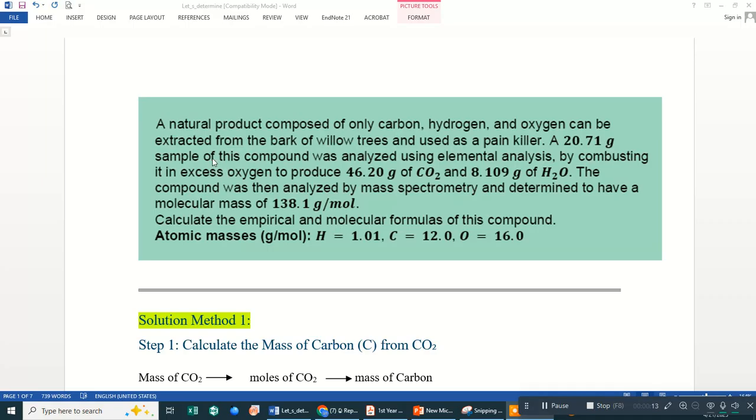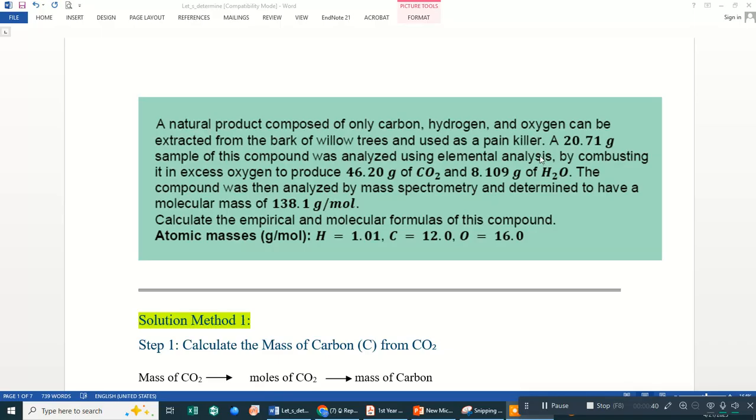The problem is related to the molecular formula. A natural product composed of only carbon, hydrogen and oxygen can be extracted from bark of willow trees and used as a painkiller. A 20.71 gram sample of the compound was analyzed using elemental analysis.